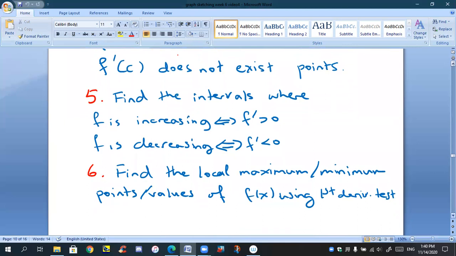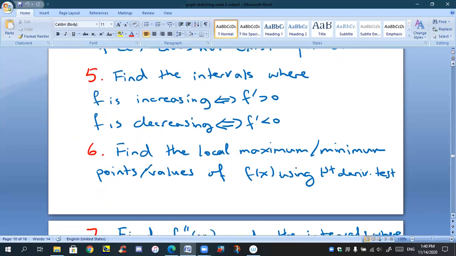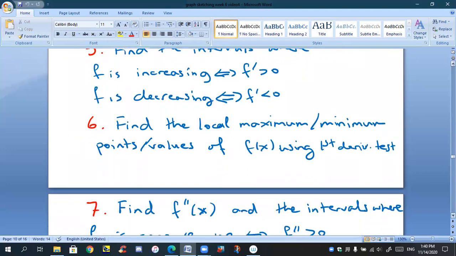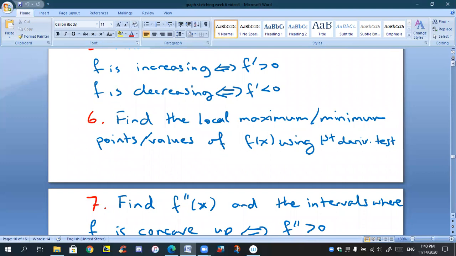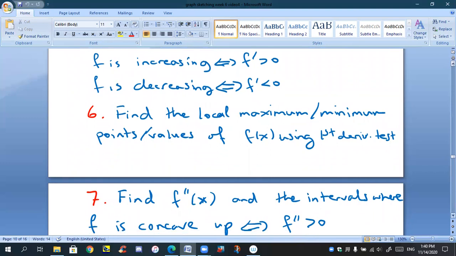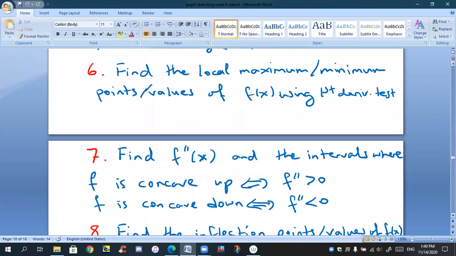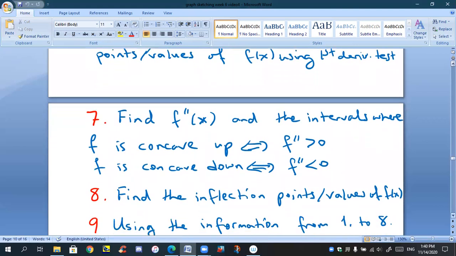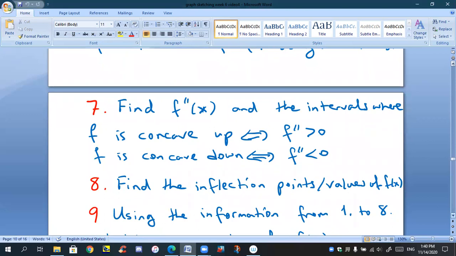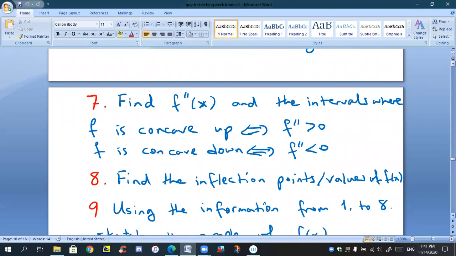And then next we find the local maximum and minimum points and values of the function using the first derivative test, because we will already have f prime information, so we can do that quickly. And then 7, we find the second derivative and the intervals where f is concave up and concave down, but how? We just look at the sign of the second derivative. Second derivative positive will give us concave up graph parts. Second derivative negative will give us concave down parts of the graph.